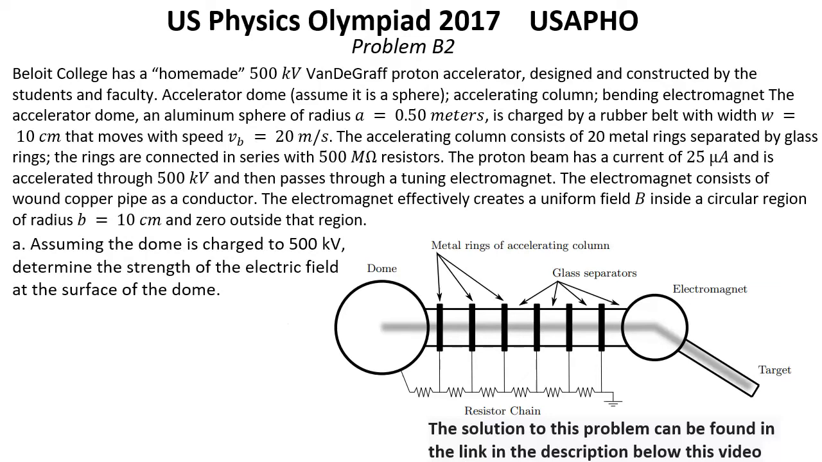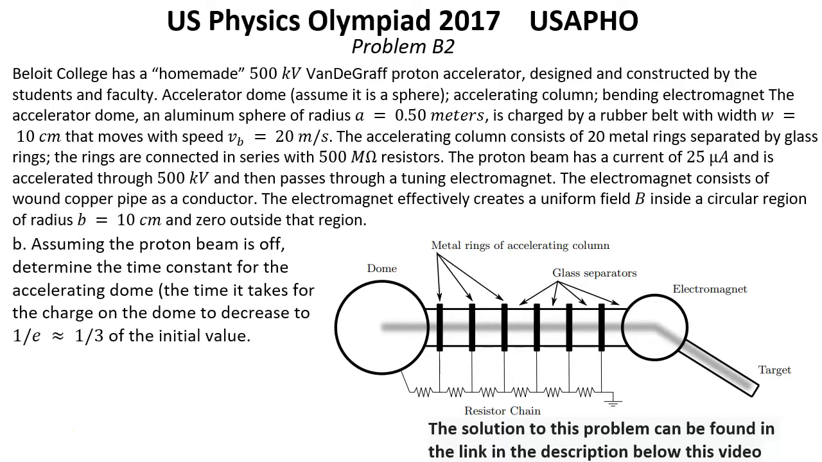Question A. Assuming the dome is charged to 500 kilovolt, determine the strength of the electric field at the surface of the dome. Question B. Assuming the proton beam is off, determine the time constant for the accelerating dome, the time it takes for the charge on the dome to decrease to 1 over e, which is approximately 1/3 of the initial value.